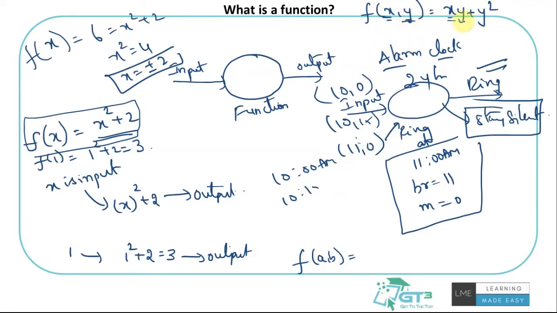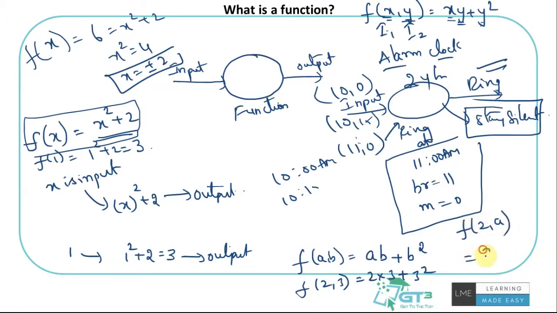Y is the second input, that's why it's coming here and here. Similarly, a is the first input, b is the second input, a times b plus b square. It's not that you should only use these variables. It is like defining input 1 and input 2, and I am doing input 1 into input 2 plus input 2 square. So even if I give you f of 2 comma 3, that is 2 into 3 plus 3 square. If I give you f of 2 comma a, it is 2 into a plus a square. You'll get it like this.